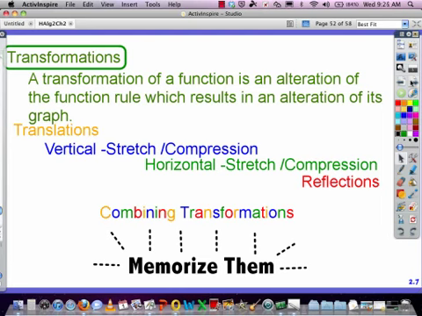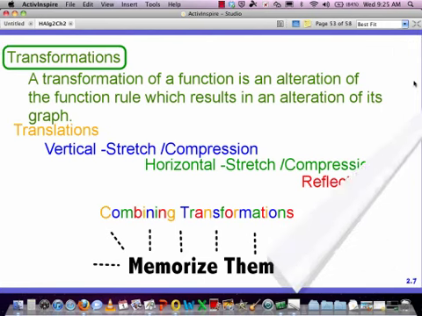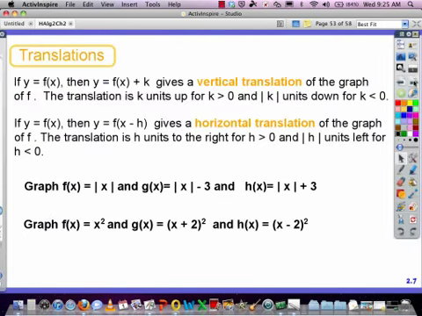We could also combine these four different types of transformations. So I'd say memorize them, start with them now, you'll catch on to them. They will be repeated throughout the course using different equations and different functions, but they'll always be the same transformations. So if you can work on them now, get them memorized, what goes with what. So let's look at them individually. Let's start with the translations.